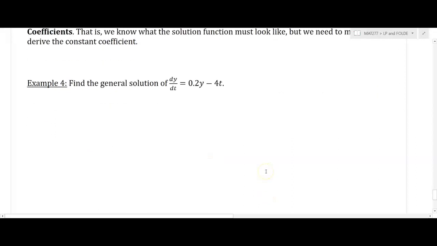Let's look at another example. Find the general solution of this guy here, which notice again has that form dy/dt equals a of t times y plus b of t. So a of t is going to be the coefficient of y. B of t is going to be negative 4t.